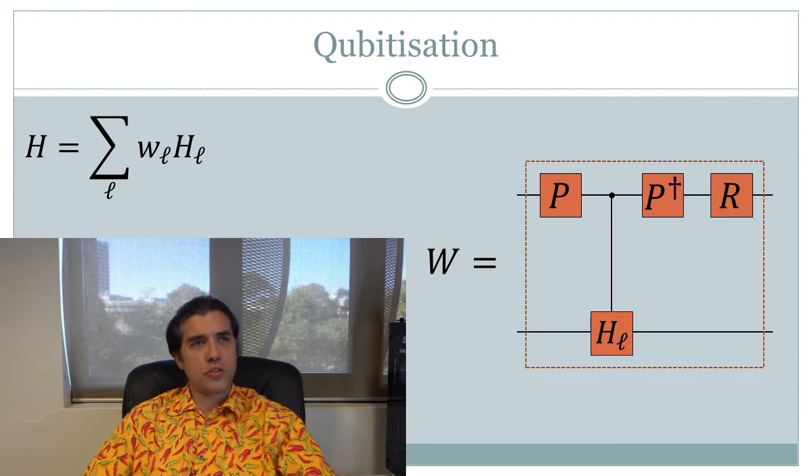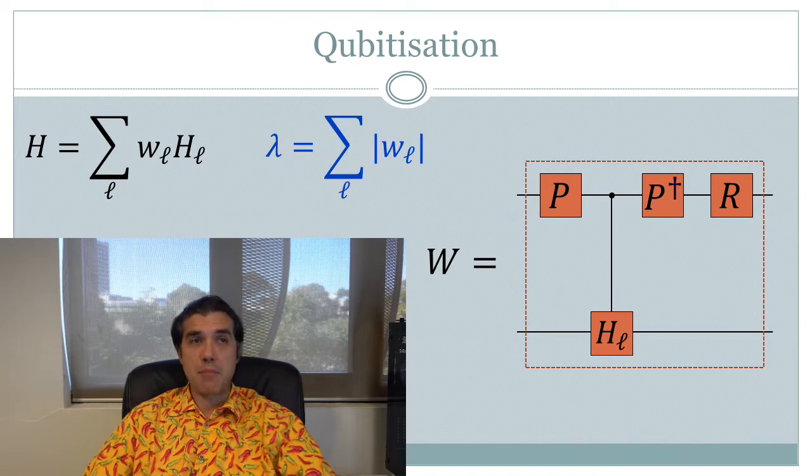Generally what we want to do is encode the Hamiltonian as a linear combination of unitaries H_L. Then the lambda value is the sum of the weights in this linear combination of unitaries. This is an important parameter that governs the complexity, with the complexity scaling linearly in lambda.